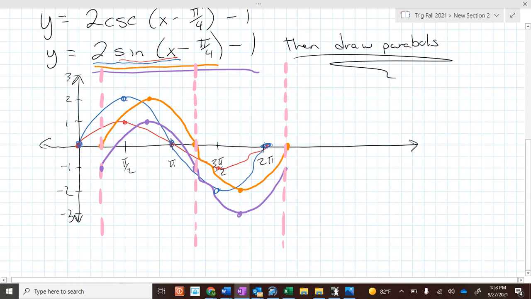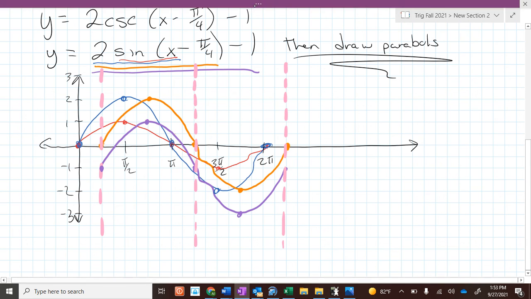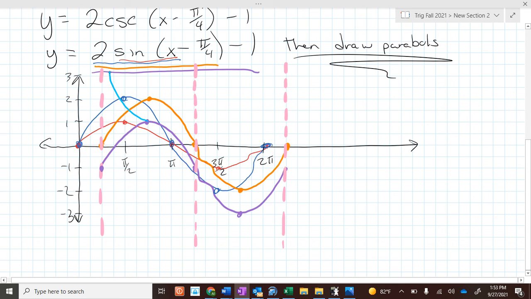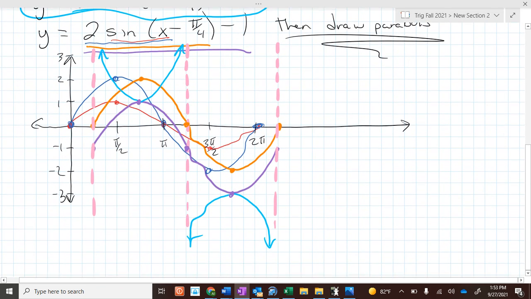Now, what was the last graph? Well, it was a purple graph, and I know it's kind of hard to see purple up there, but it was a purple graph. So in light blue, I'll draw my asymptotes from there. Then the actual answer is in blue. That's y equals 2 cosecant of x minus pi over 4 minus 1.